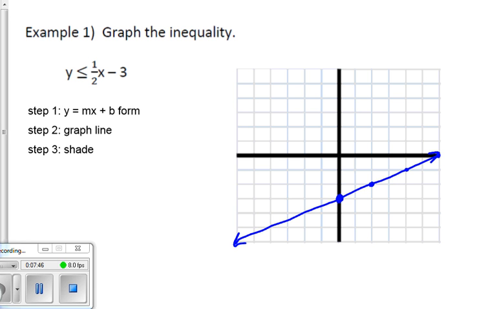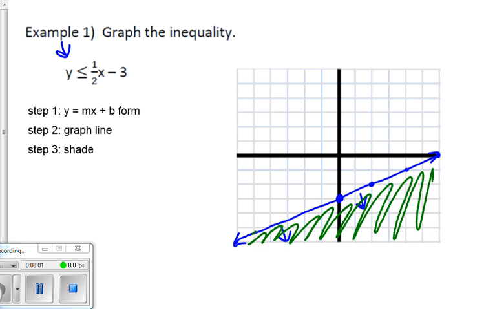Now we need to shade. Because we have y is less than 1/2 x minus 3, I need to shade everywhere below this line. So when I do that, it's going to look something like this. All of this area satisfies that inequality. And again, we can prove that. We can test it out.